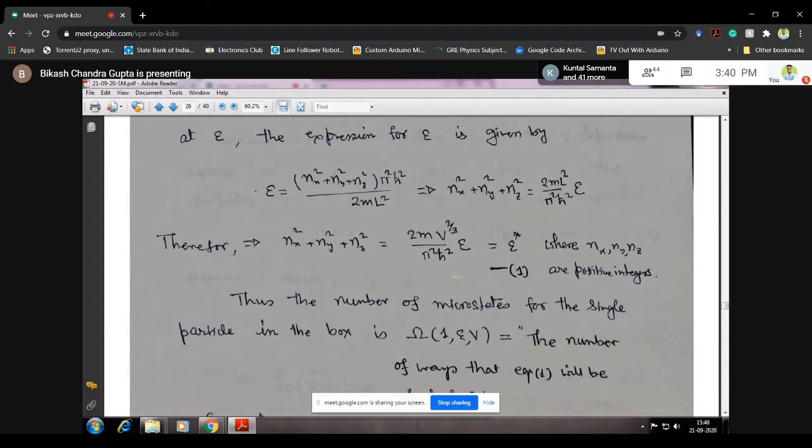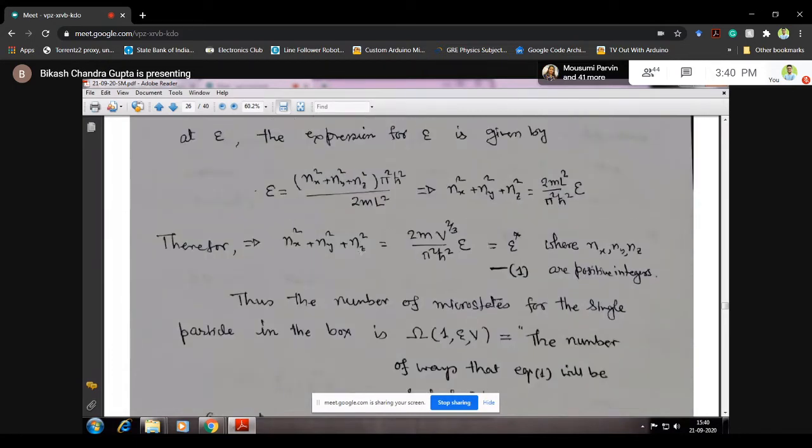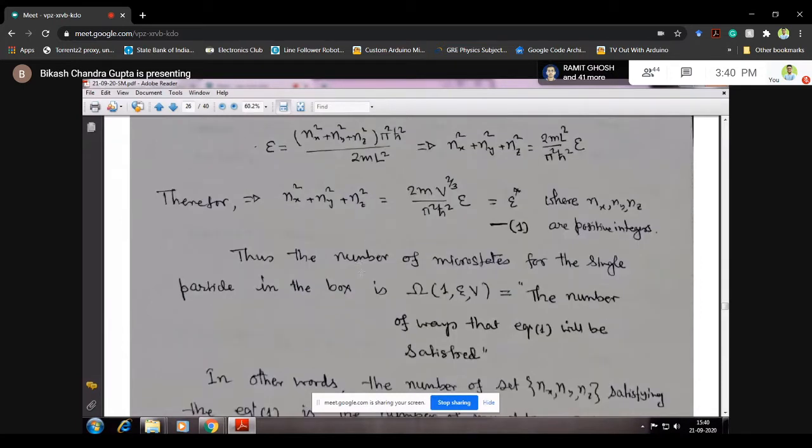Because root over 2 by L is for 1 dimension, right? And therefore root over 2 by L, whole cube. So basically root over 8 by L cube, where L cube is volume V, right? Sine of nx pi x by L, ny pi y by L, and nz pi z by L. Then naturally you can see if the set nx, ny, nz are different, that will correspond to a different state, right? Different wave function, right?